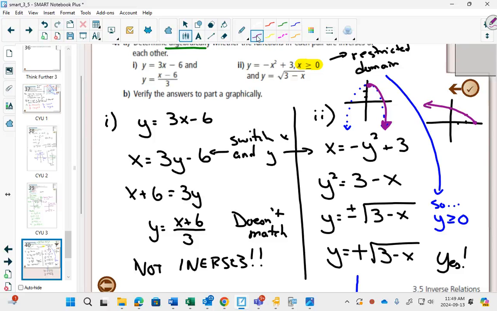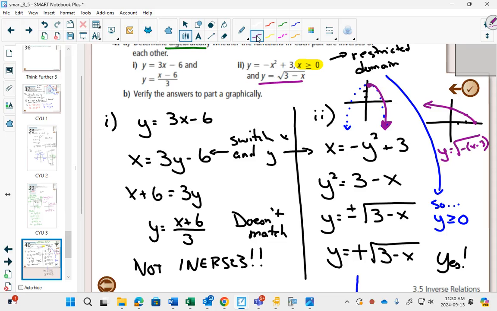This purple graph is this graph right here. A little hard to see when it's 3 minus x just because it's not in the order that we've been learning our transformations. But feel free to rearrange the order so that it looks like that.